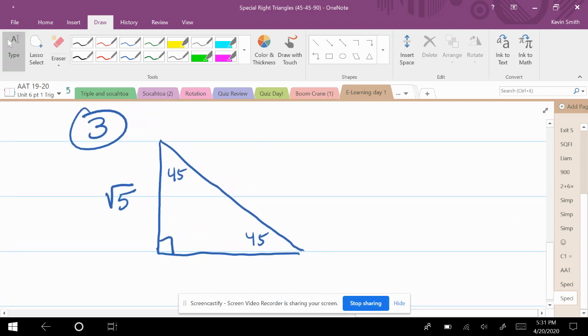Try this one. Pause it right here. So let's see here. I like to write down generally what all of these are. x, x, x root 2. Now my x is the square root of 5. So that means this is also the square root of 5. And this is the square root of 5 times the square root of 2, which would be the square root of 10.